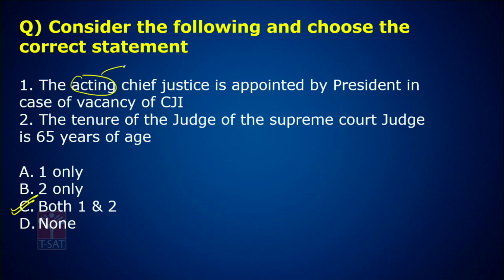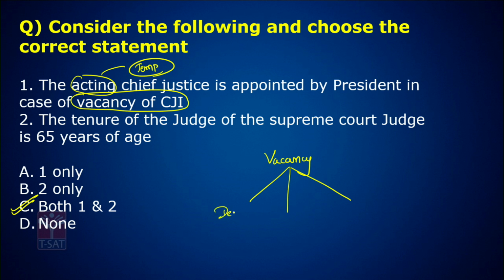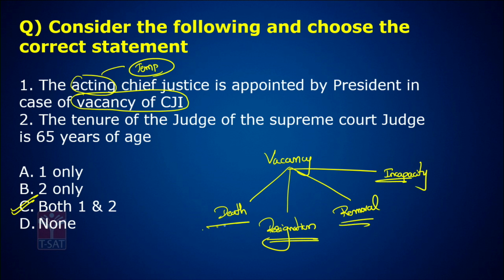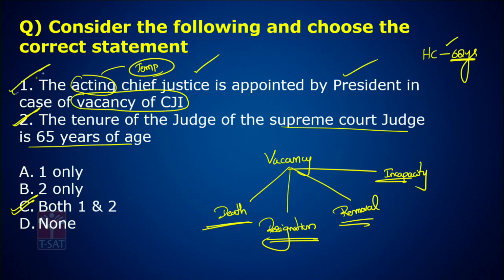See, who is an acting Chief Justice? A temporary Chief Justice. A temporary Chief Justice is appointed in the vacancy of the Chief Justice of India. Why will the vacancy occur? Due to sudden death, maybe resignation, removal and incapacity. In case of anything, if the CJI position falls vacant, the President is authorized to appoint a temporary Chief Justice called the acting Chief Justice. The tenure of the judge of the Supreme Court is 65 years of age. This is also correct. And High Court, 62 years of age. Now the answer is both the statements are correct.